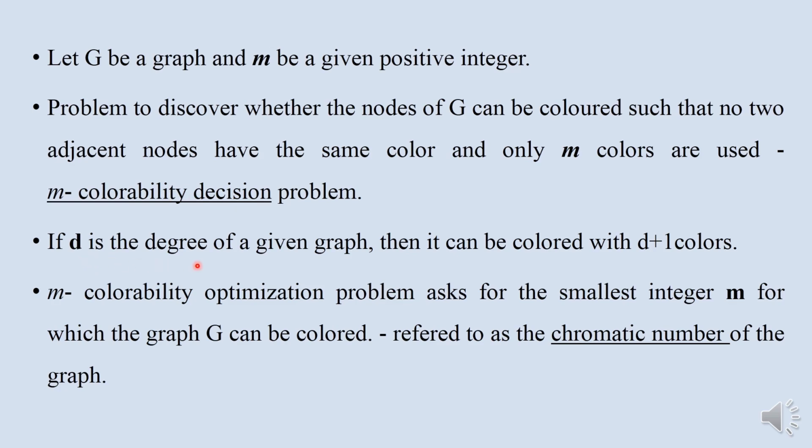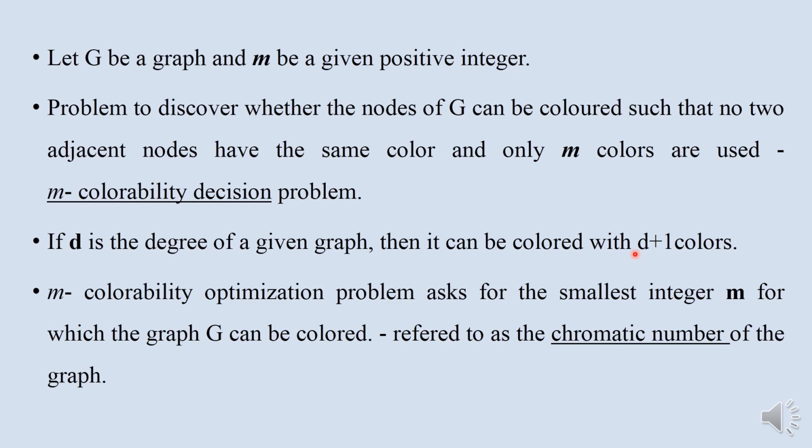If D is the degree of a given graph, then it can be colored with D plus 1 colors. Degree of a vertex is nothing but the number of edges that are incident on that particular vertex. So the degree of a graph is obtained by finding the degrees of the individual vertices and choosing the maximum value among these degrees.